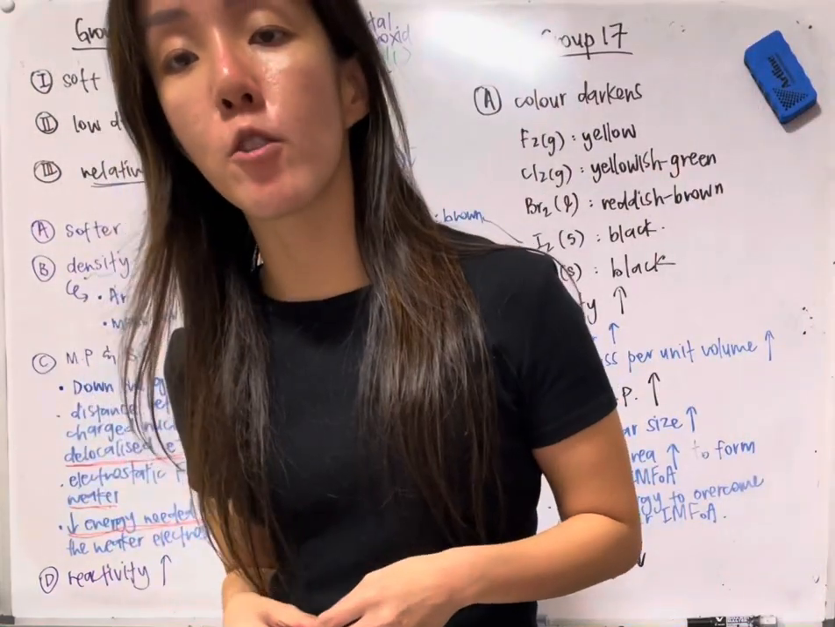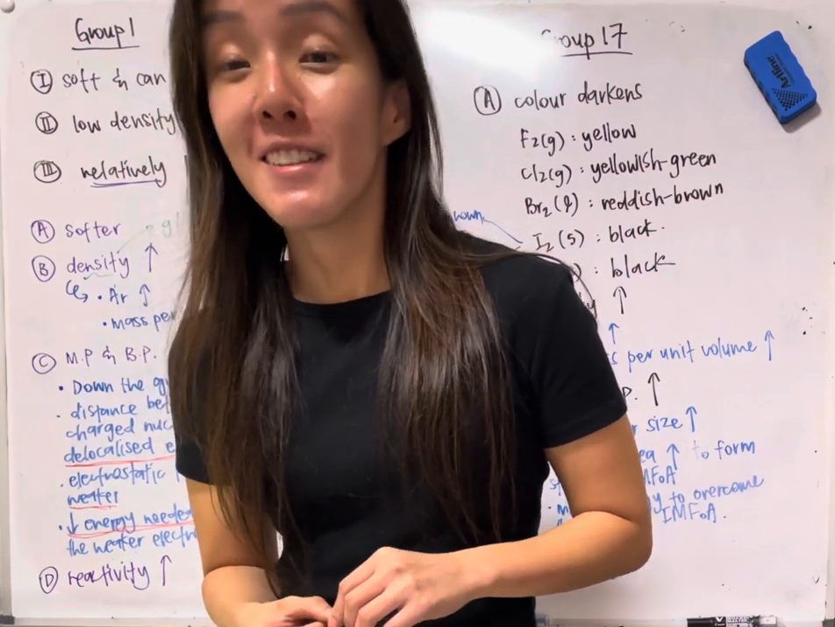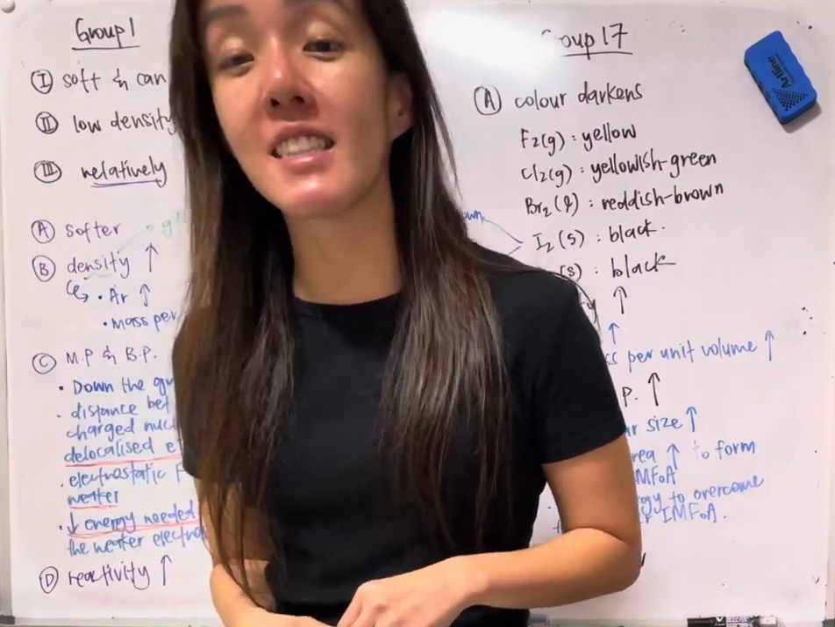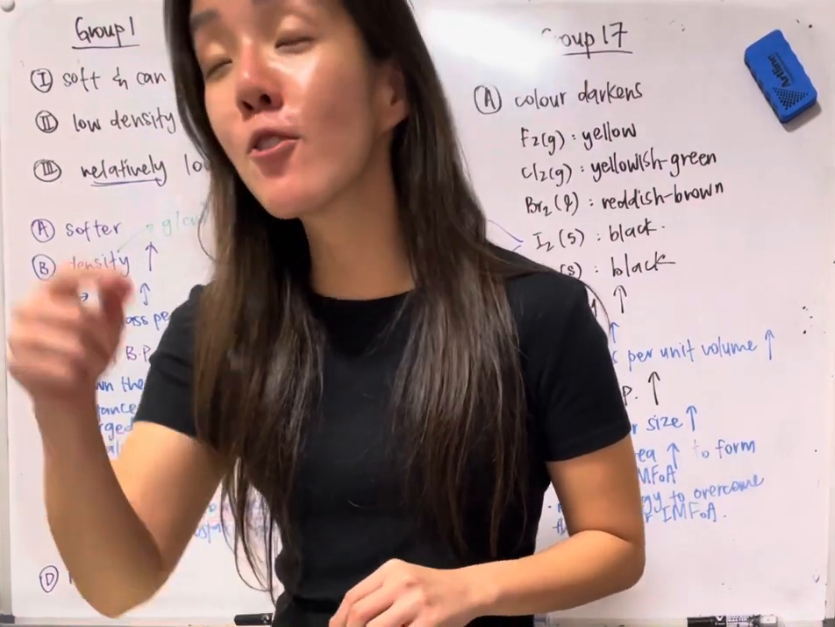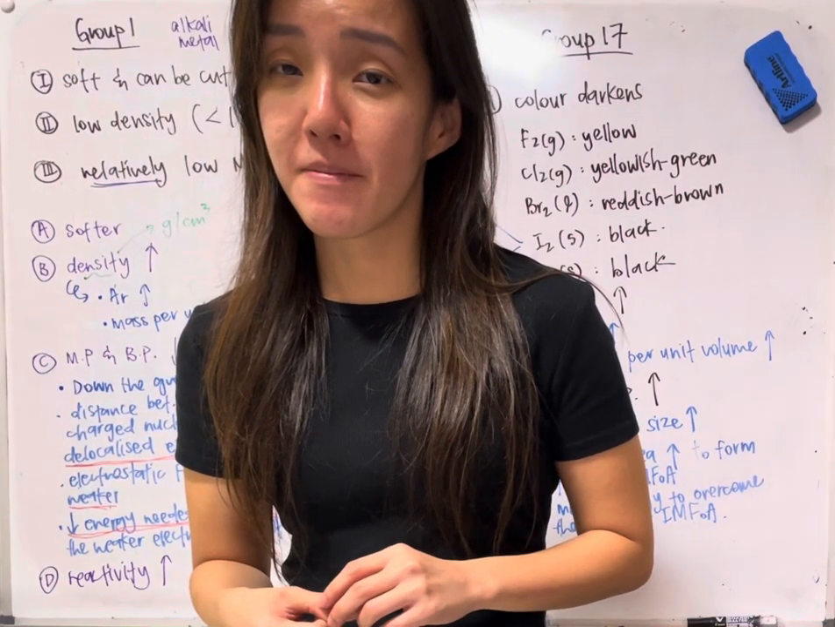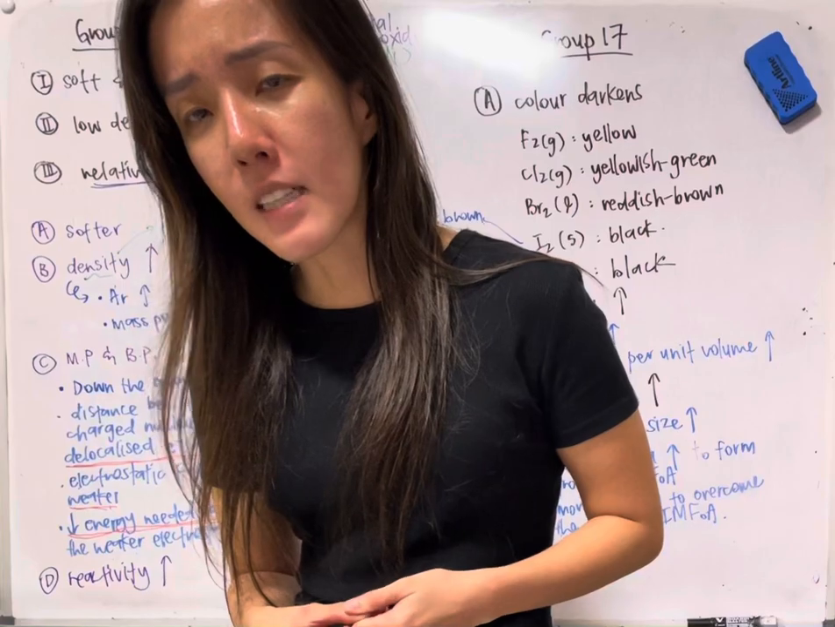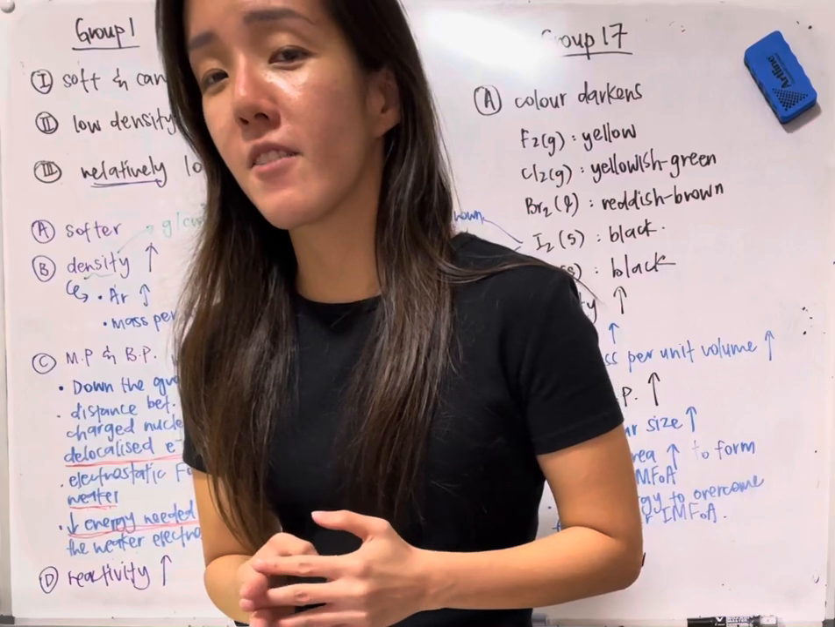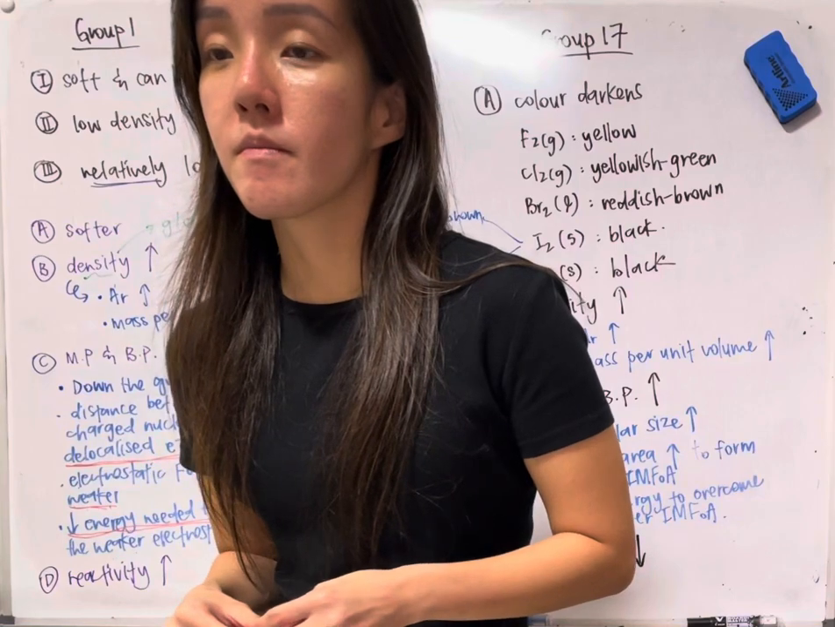Next one. Name me another trend for group 1. I'm talking about trends down group 1. What else? Density. Density increases. So what's the explanation? The atomic radius increases, so the mass per unit volume increases. Okay, last trend. Melting point we already said.